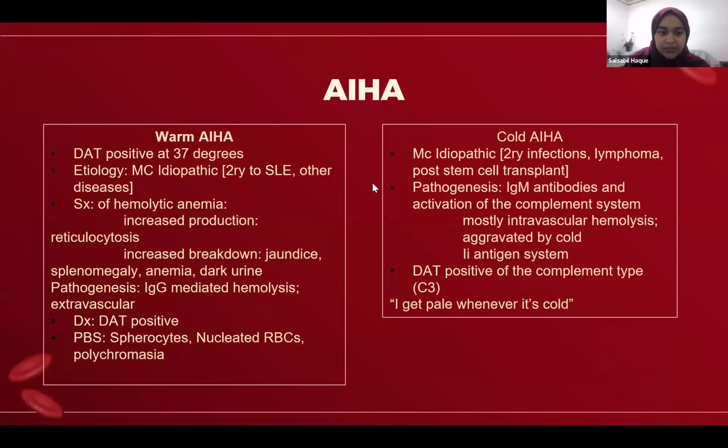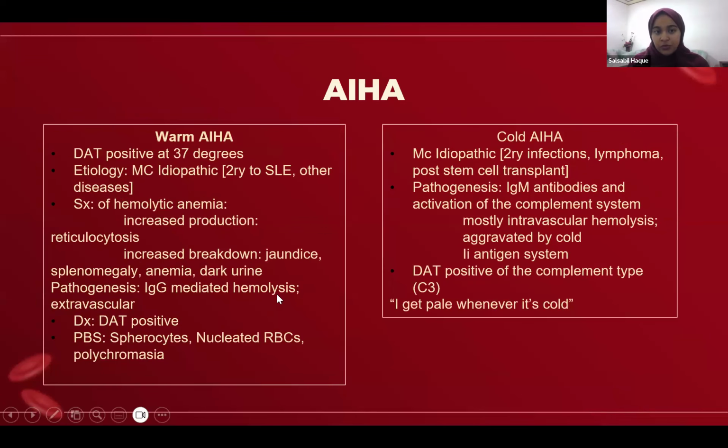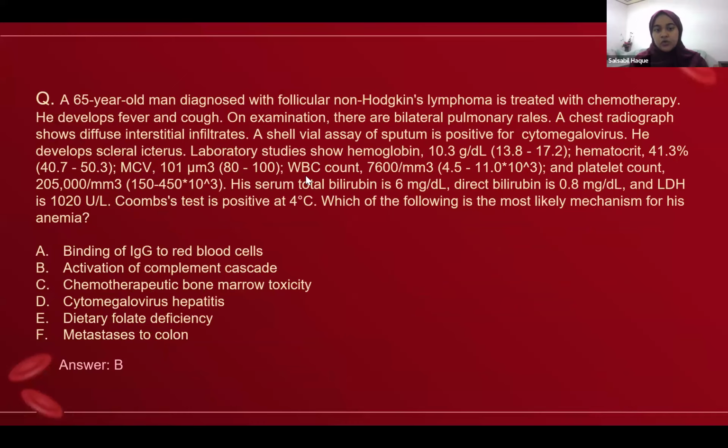Okay, so in the question here, they're saying that the Coombs test is positive at 4 degrees. So the Coombs test is positive, meaning that it is autoimmune hemolytic anemia. Now we have to differentiate whether it's warm or cold. In this case, it is cold, right? The difference between warm and cold autoimmune hemolytic anemia is that in warm, you have IgG-mediated hemolysis, and it's extravascular. Whereas for cold, it is IgM and complement system-mediated hemolysis. Okay, that is the difference. This is why here it is activation of the complement cascade, because it's cold hemolytic anemia. Does that make sense? Okay, perfect.